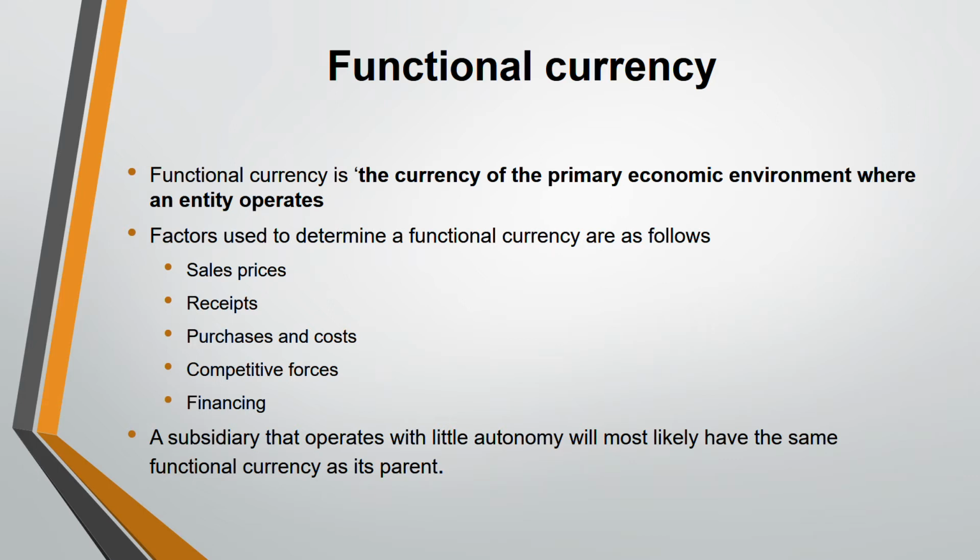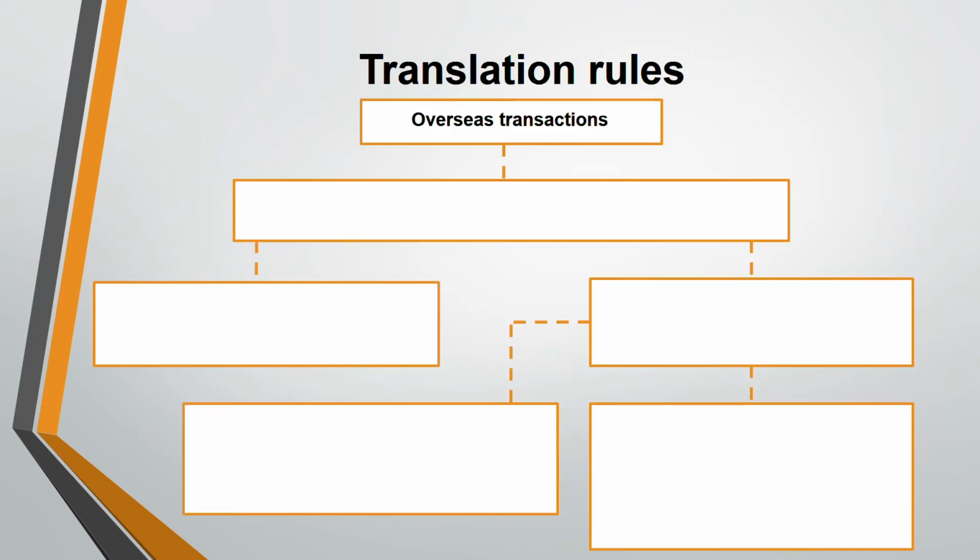Next, there are some rules when you have to translate. This is for overseas transactions, normal overseas transactions. We are not having a subsidiary or anything like that. It could be anything, it's just your overseas customer. So initially, how do you recognize the initial transaction? Translate into the functional currency using the spot and the historic rate. That means the rate that you have to use is the historic rate.